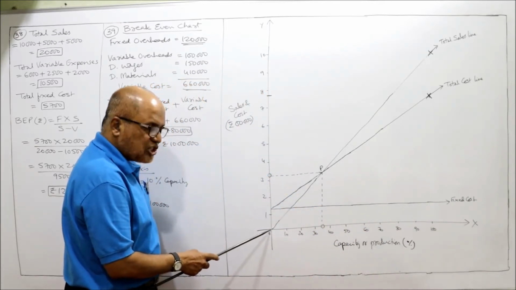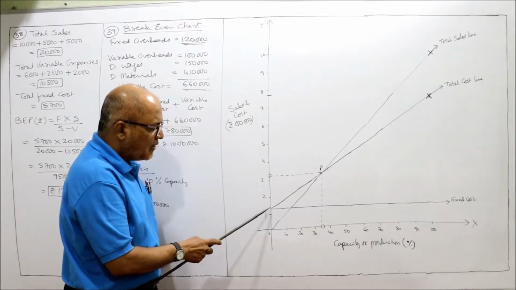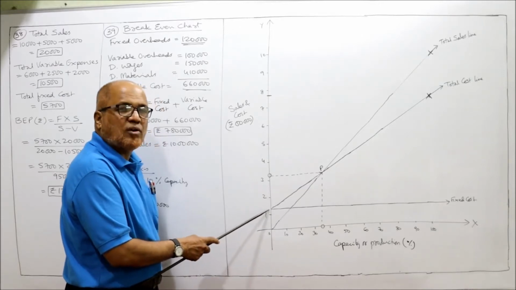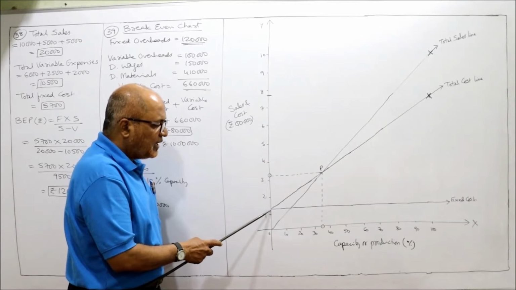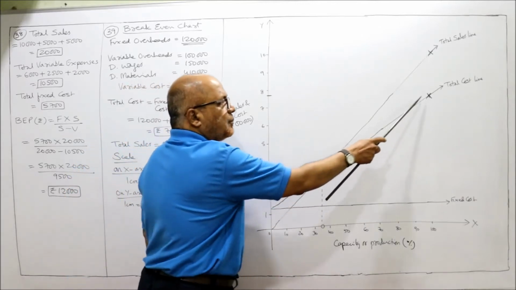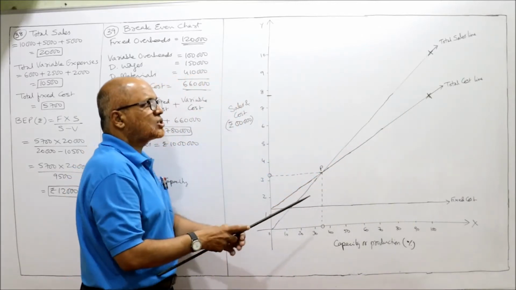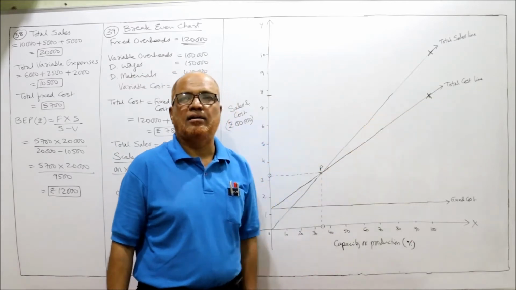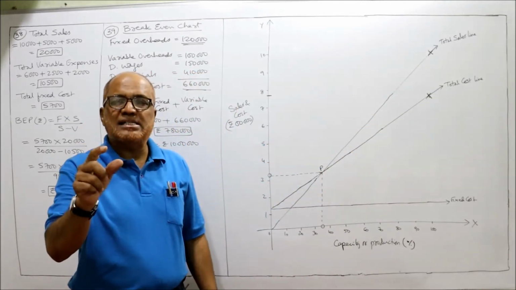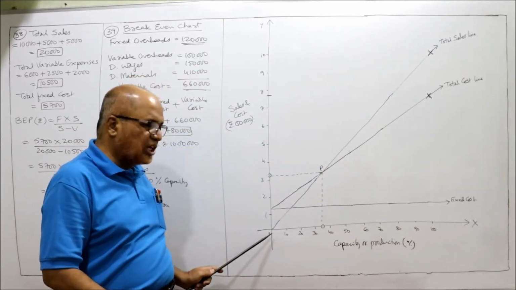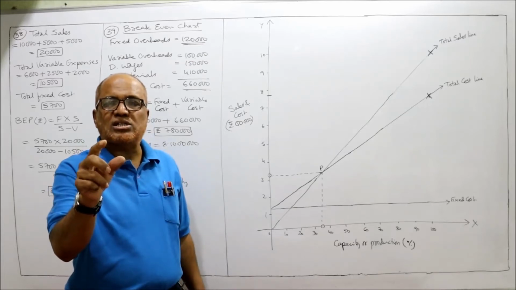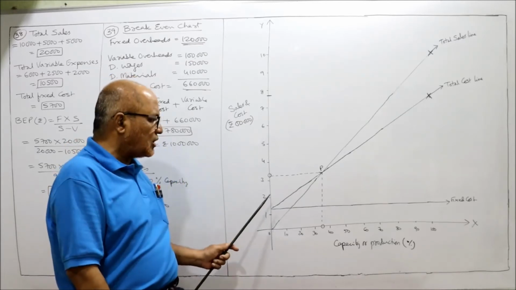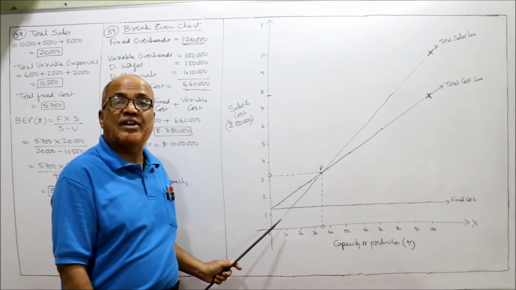From here, not from the origin. From the point of intersection of fixed cost, draw a straight line up to here. This is called the total cost line. Remember, the total sales line will start from the origin, whereas the total cost line will begin from fixed cost.